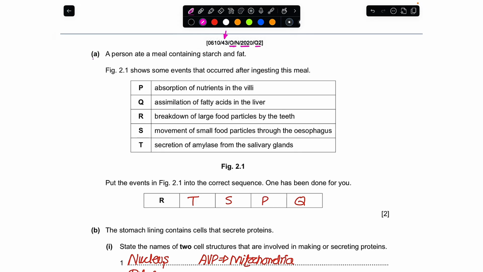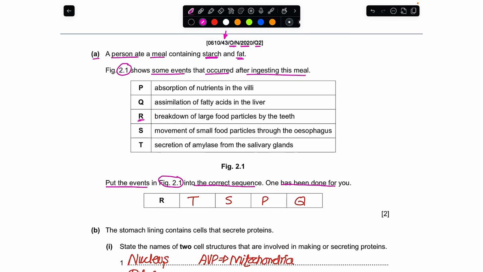So, for the A part, they say a person ate a meal containing starch and fat, and in figure 2.1 they show us some events that occur after ingesting the meal. What they want us to do is put the events in figure 2.1 in the correct sequence, and they have done the first one for us, and that is R.